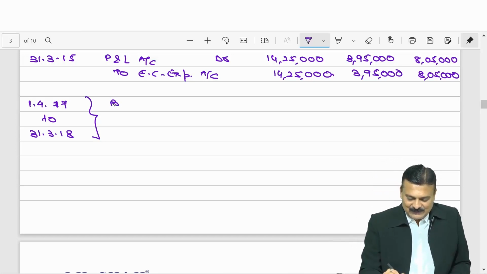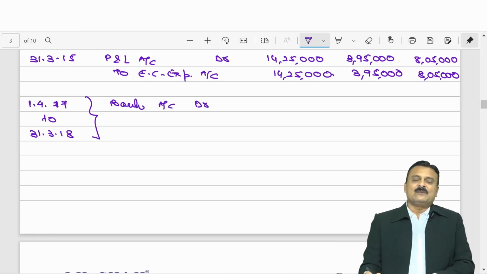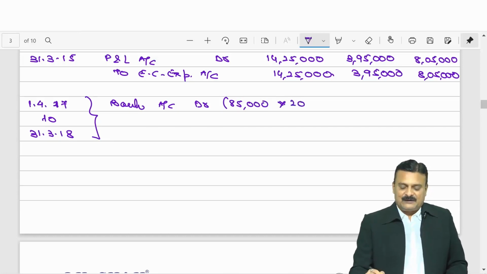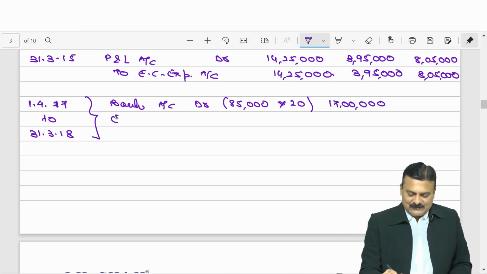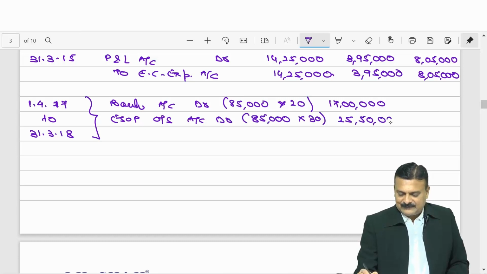Entry, money is coming in, bank account debit, bank account debit by how much amount? 85,000 options multiplied by offer price was 20. So 85,000 multiplied by 20. So amount received will be 17 lakhs. Then, as usual, ESOP outstanding account debit with the expenditure 85,000 into 30. That is 25 lakhs 50,000.